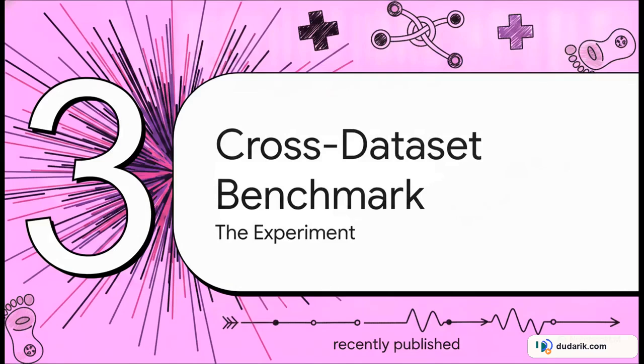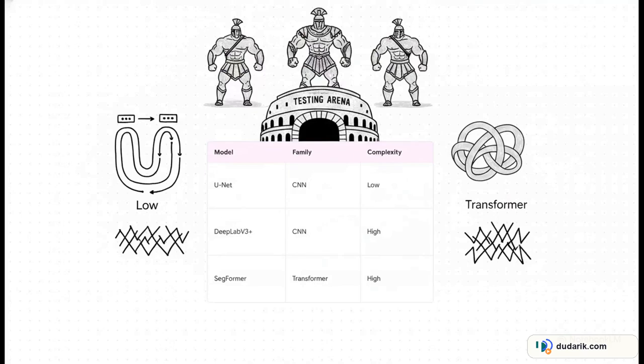All right, Section 3, the cross-dataset benchmark, the experiment. A really fascinating recent study on arXiv actually set out to measure exactly how bad this problem is, specifically looking at diabetic foot ulcer segmentation. Now, what's really interesting here is the 3 gladiators they chose to step into the testing arena.